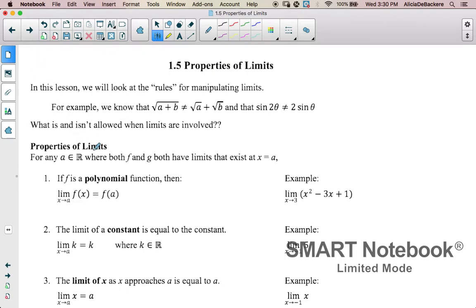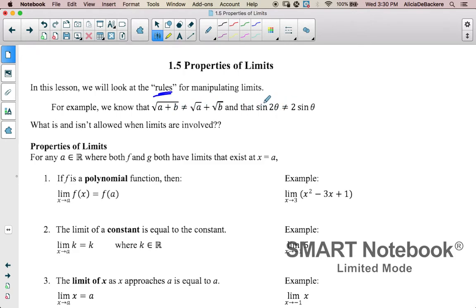All right, so starting today's lesson, we're going to be looking at the properties of limits. So what we're talking about here are, like, what are the rules? How am I allowed to manipulate limits? So for example, here are some common rules that people like to make up or break in math. The square root of a plus b is not equal to the square root of a plus the square root of b, right? That's a rule for us. So we're saying you can't do this.